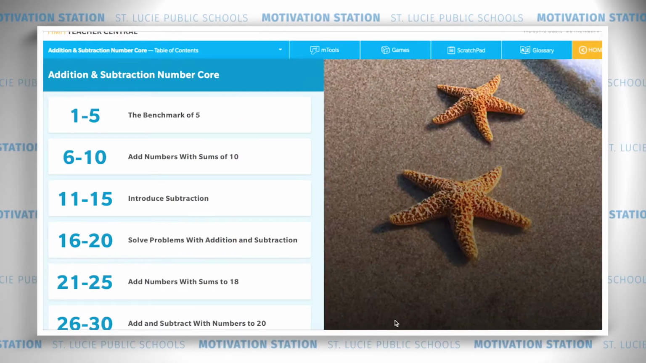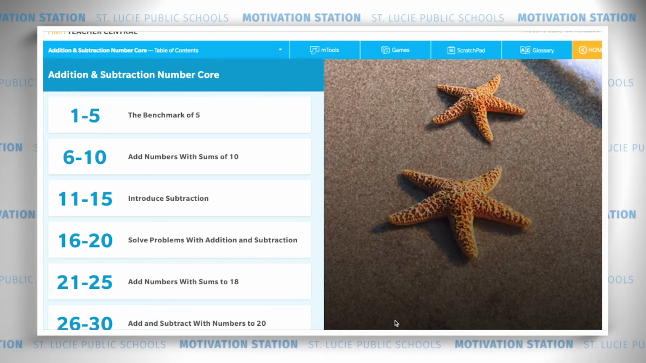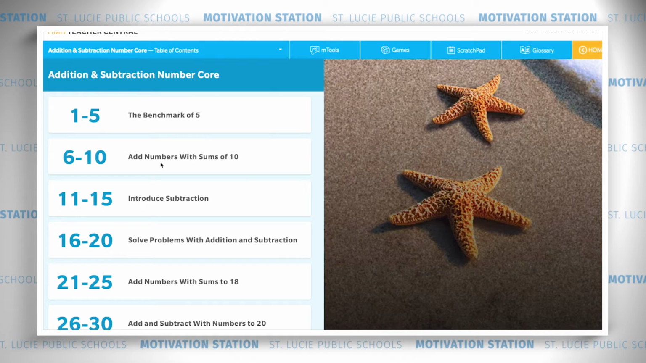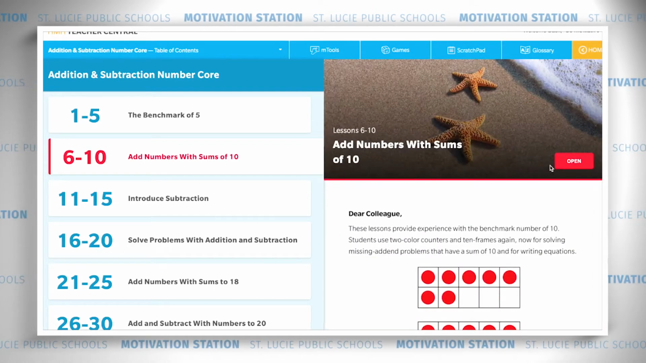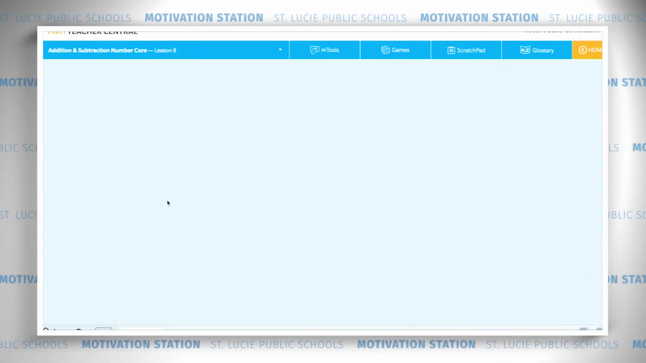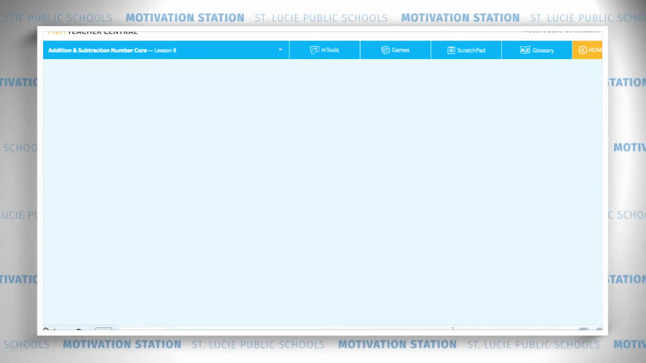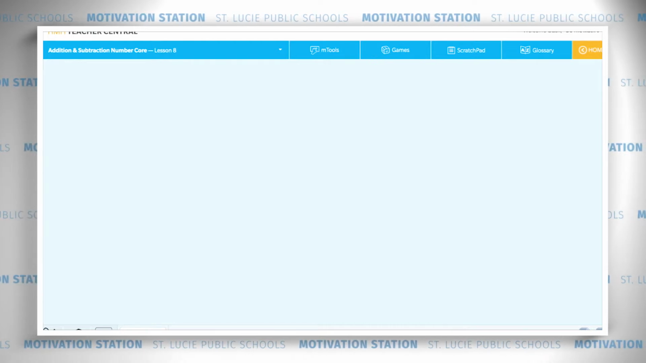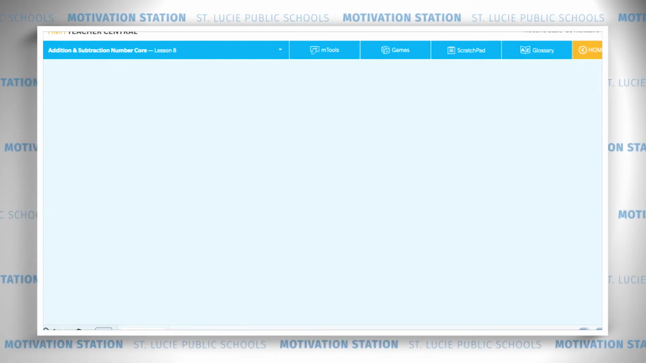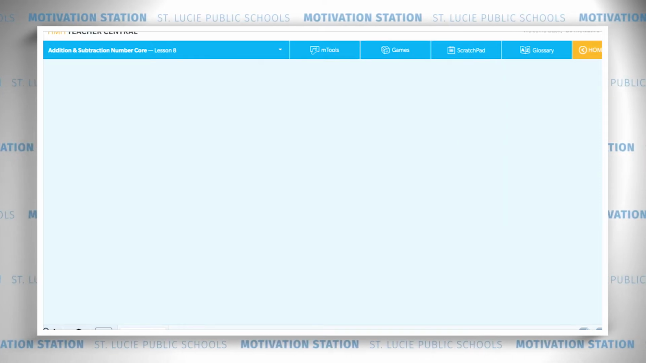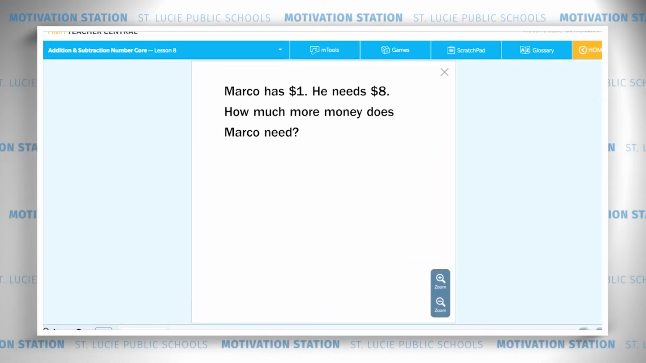Some more problems. We're going to do them online and use all the math tools online. We're going to be working in Number Core, and we're working on lesson number 8. So let's go to our addition word problems. And down here are the problems that we're working on. Now we've already done problems 1 and 2. We're now going to work on number 3. Oh, we've done number 3 already. Just kidding. We're going to do number 4.